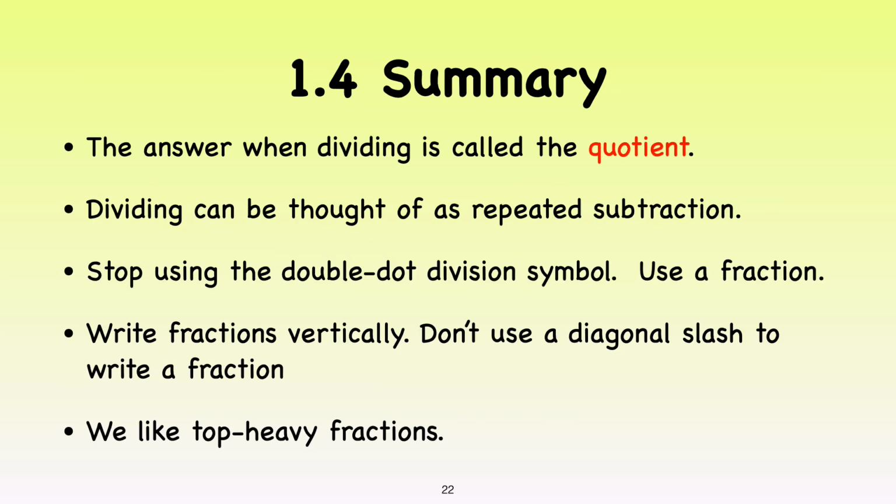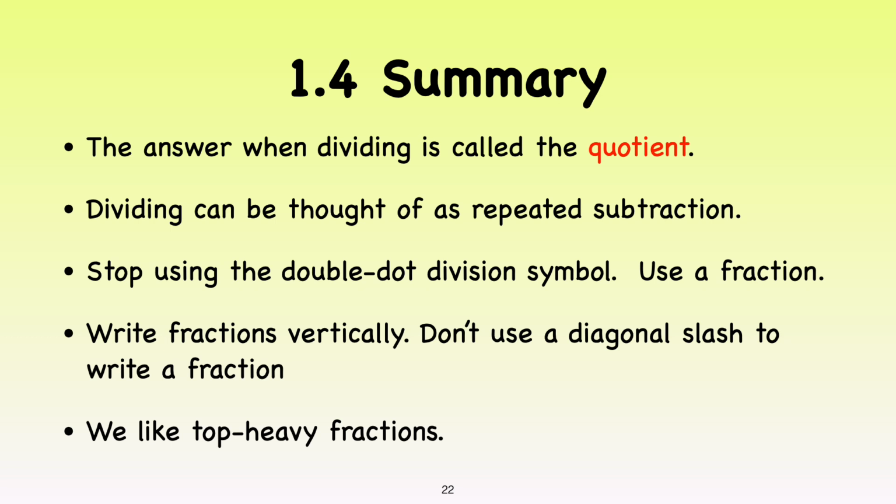Let's summarize 1.4. The answer when we divide is called a quotient. Dividing can be thought of as repeated subtraction. You can stop using the double dot division symbol now. Use a fraction instead. Write fractions vertically. Don't use diagonal slashes to write a fraction. That's ambiguous.